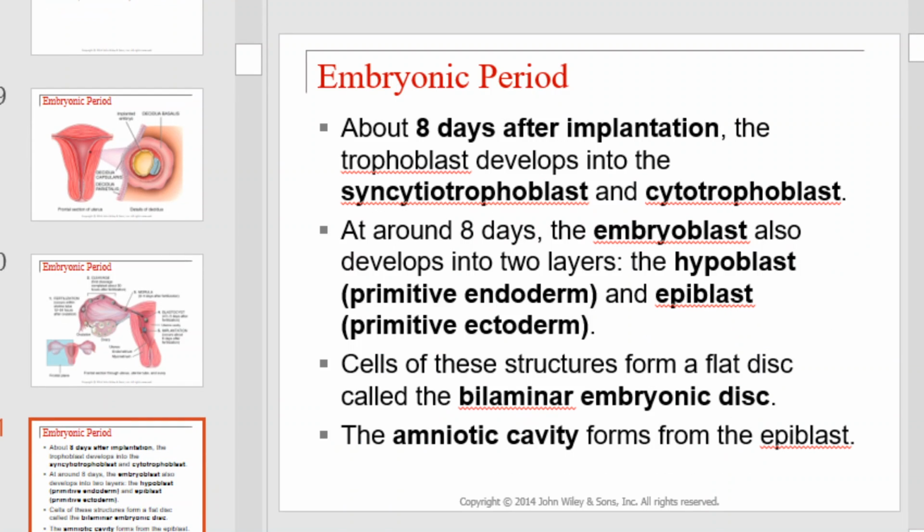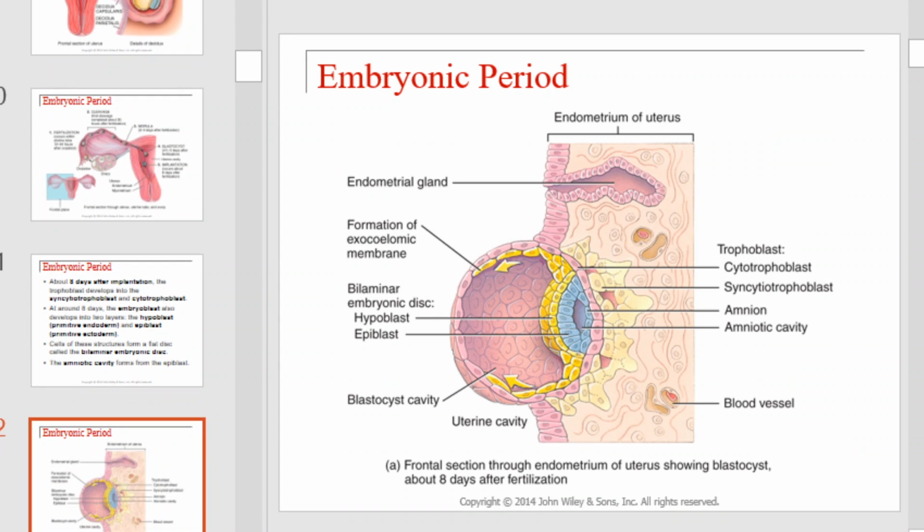About 8 days after implantation, the trophoblast develops into a syncytiotrophoblast and cytotrophoblast. At around 8 days, the embryoblast also develops into 2 layers, the hypoblast and epiblast. Cells of these structures form a flat disc called the bilaminar embryonic disc. The amniotic cavity forms from the epiblast. Those structures are seen illustrated here.